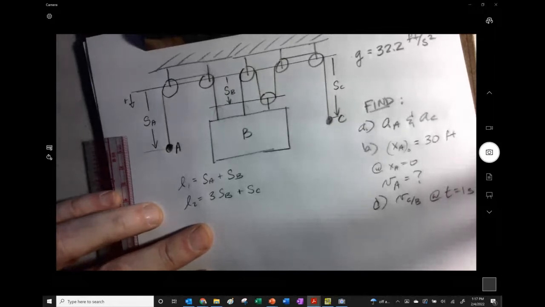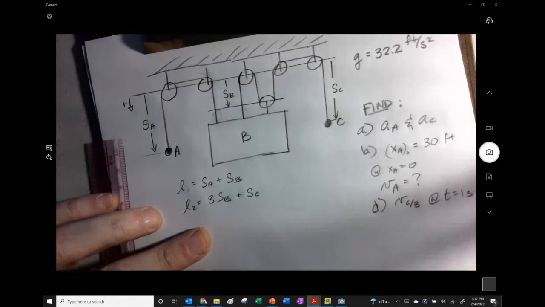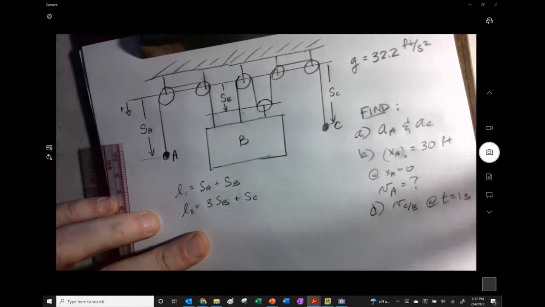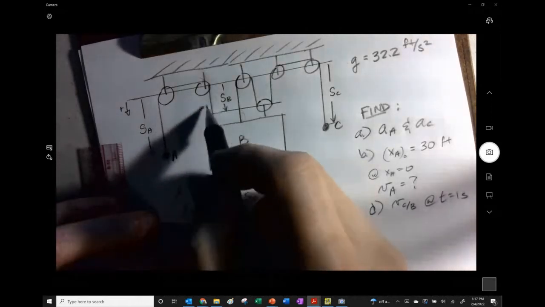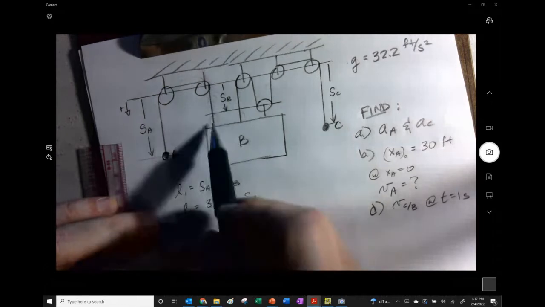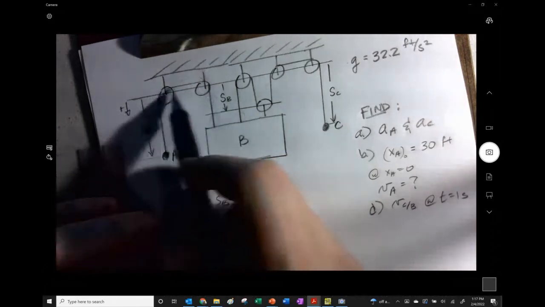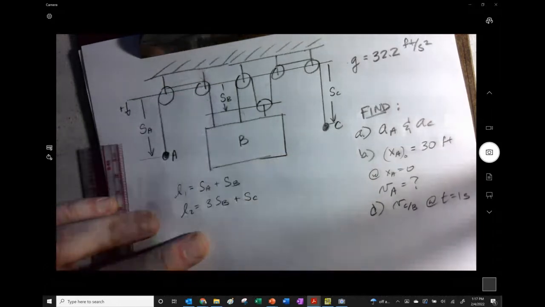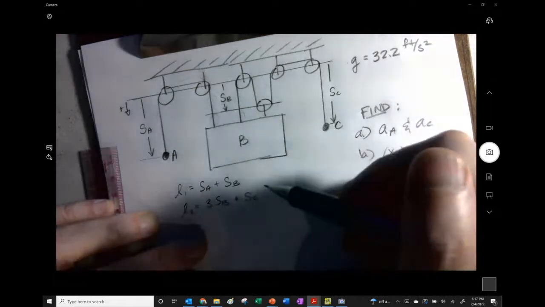I have a question actually. You said there's 3 SBs. What about the farthest connection, the first connection to B? Is that not also this guy right here? Yeah, that's part of this cable. Oh, so we just, okay, I got it. Good.